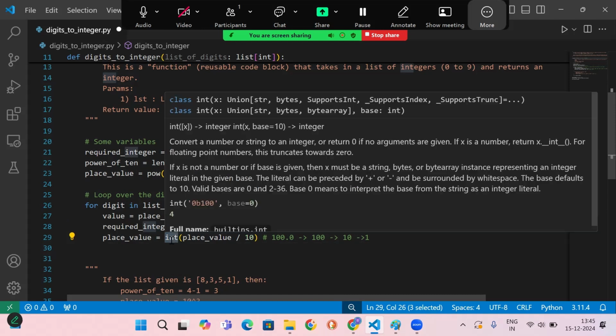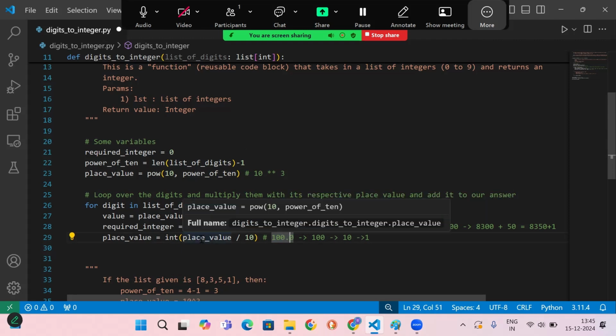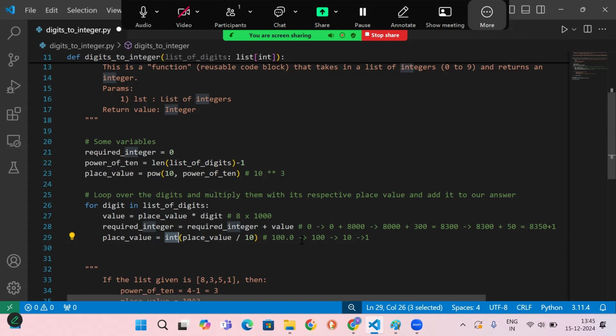And the reason why we surround this value with an int function is because Python automatically promotes to a higher type when it performs arithmetic. So when you perform division, it already promotes to real values, the decimal numbers. So you'll get something like a point 0 in your integer, which is something we don't want. So this converts 100.0 to 100.